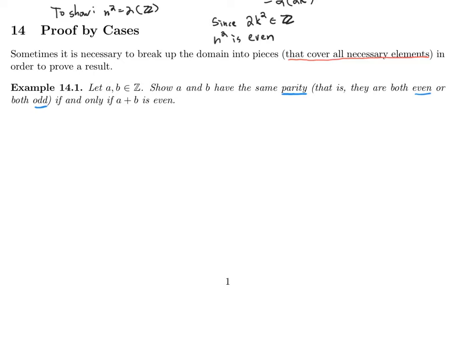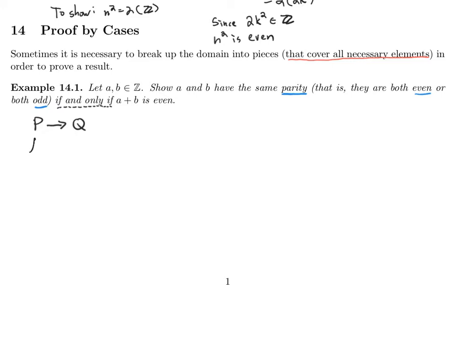Okay, so let's try this example. So again, this is an if and only if. Hopefully you've noticed those words. So that means we're going to have to do 2 arguments. So let's do the first direction. P implies Q. So we want to assume that A and B have the same parity. And there's 2 ways for that to happen, of course. The 2 ways are A and B are even and A and B are odd. And that covers all of our cases where the if part is true.